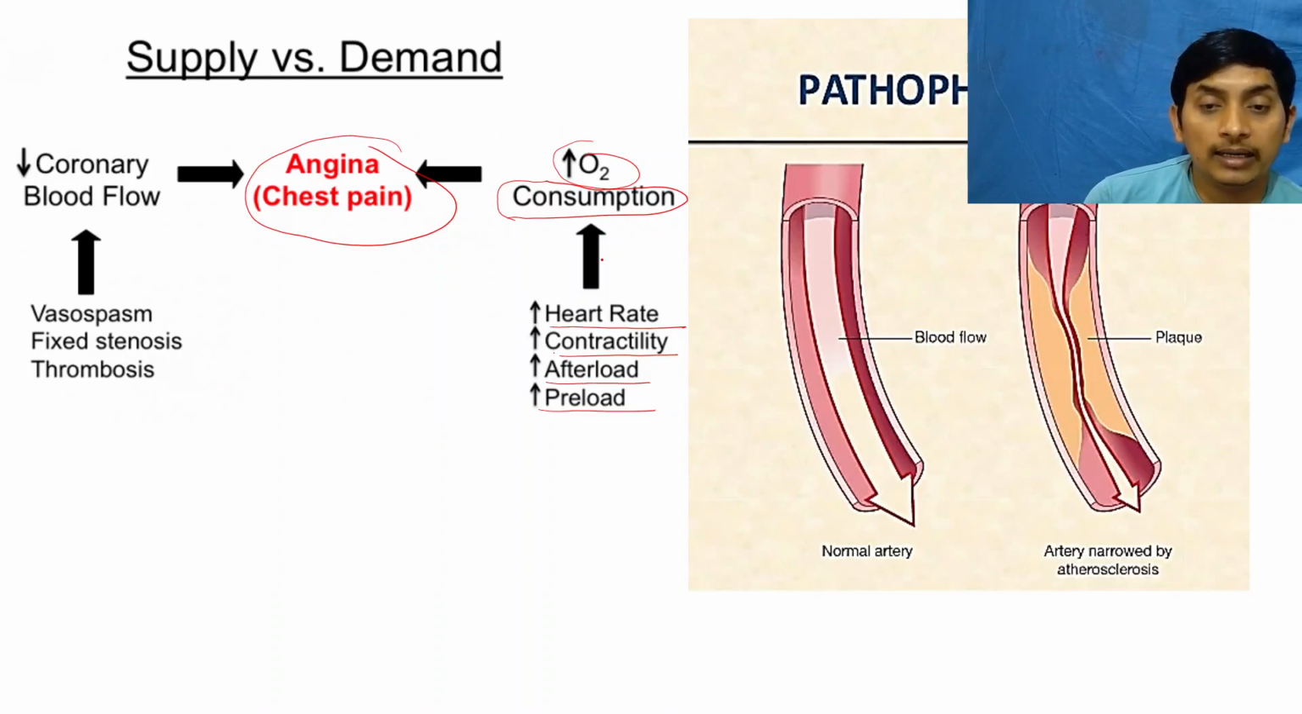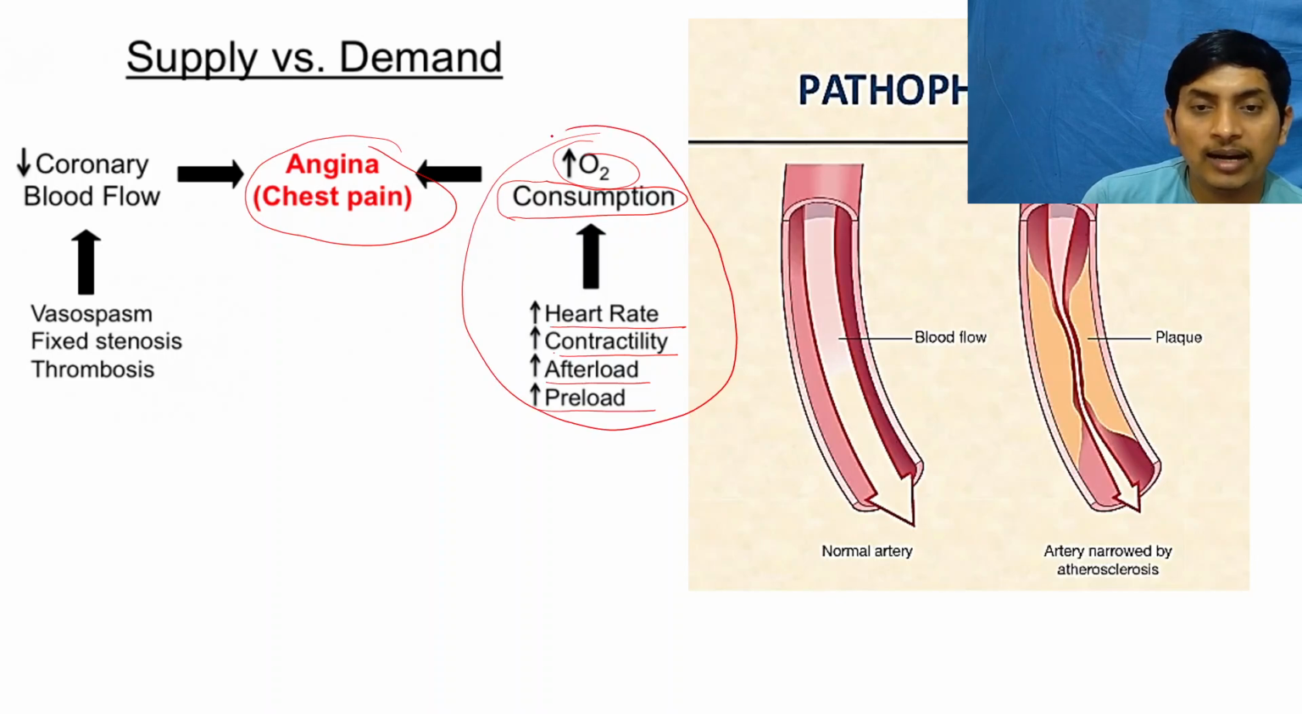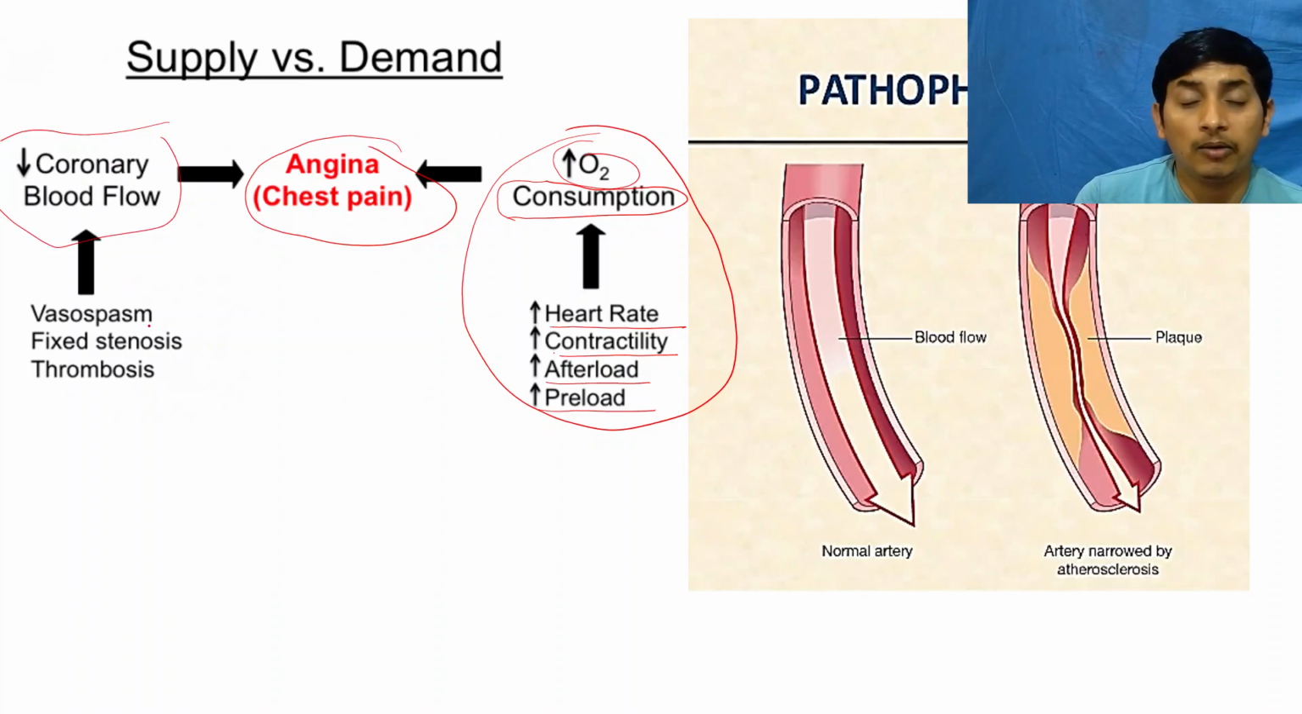Here you can see there is an imbalance in demand. Demand is increasing. Who is supplying? As we discussed, the coronary artery is supplying. The coronary blood vessel is already narrow due to vasospasm, due to thrombosis, which means formation of a clot, or fixed stenosis, the narrowing of the blood vessel due to deposition of lipids. So this is called supply versus demand.